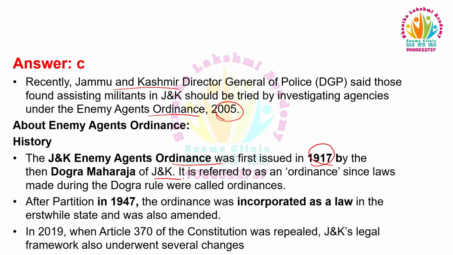It is referred to as an ordinance since laws made during the Dogra rule were called ordinances. After partition in 1947, the ordinance was incorporated as a law in the erstwhile state and was also amended. In 2019, when Article 370 of the Constitution was repealed, Jammu and Kashmir's legal framework also underwent several changes.